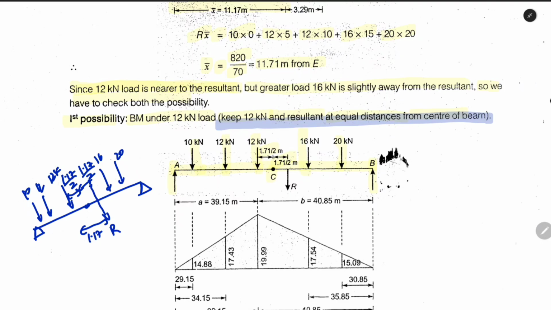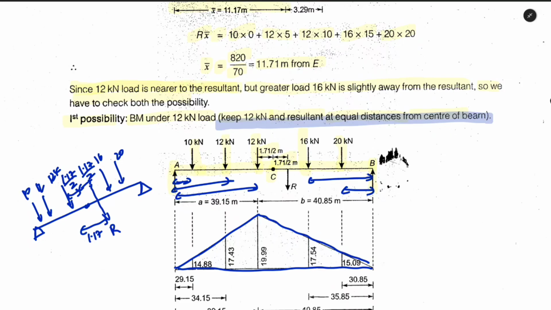Now we will find each distance. This distance, this distance, this distance. Similarly from here, this distance and this distance. So according to the ILD, for the simply supported beam we will get this type of ILD, and the maximum bending moment we will get under the 12 kilonewton load. Now we will find all these eccentric distances and then use the theory of similar triangles to find the maximum bending moment.